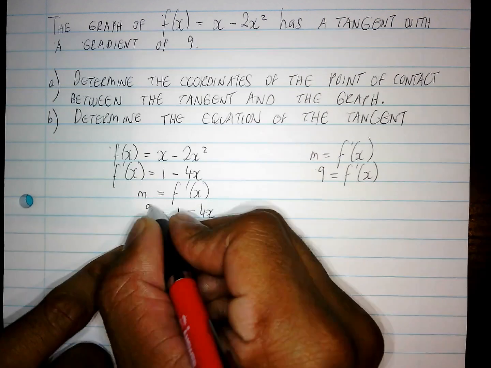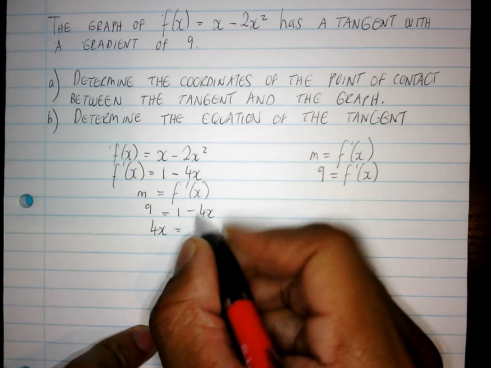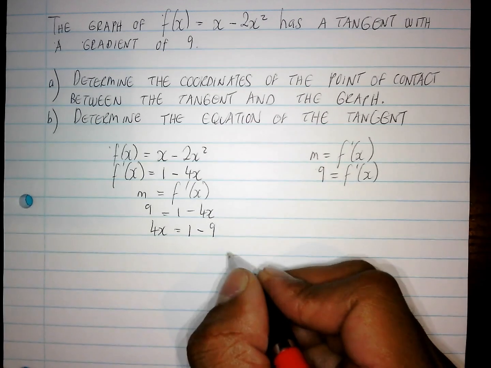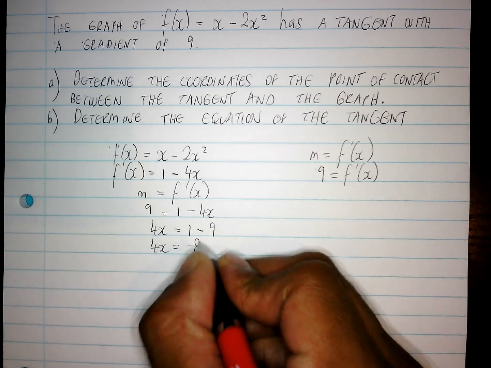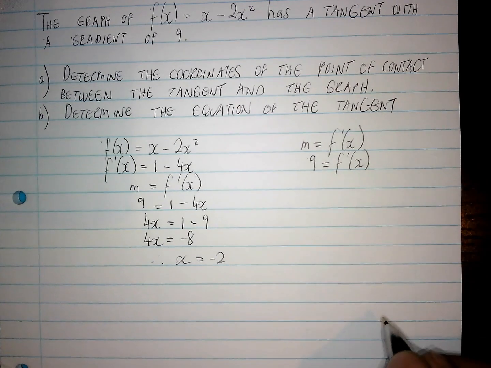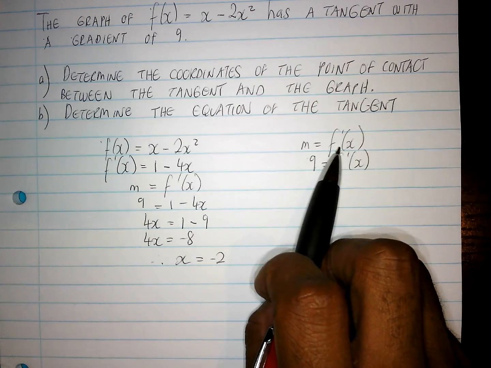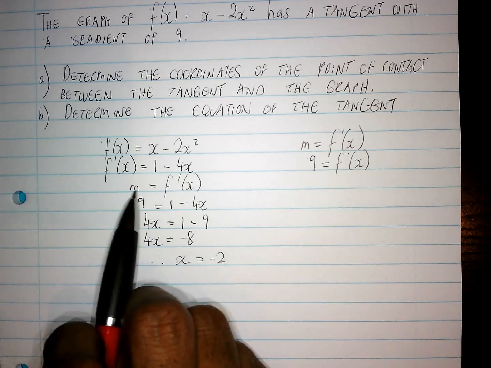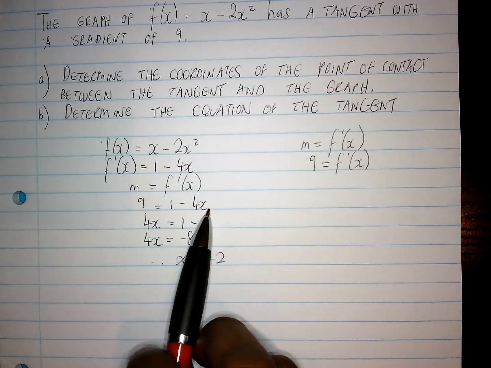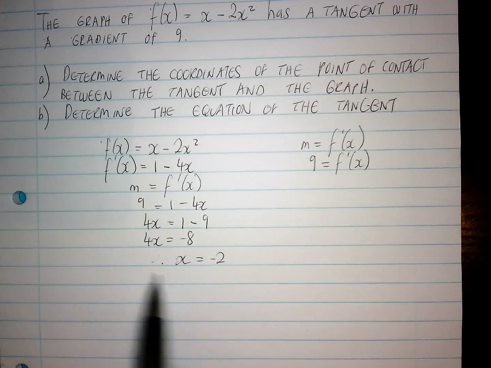Then we're just going to transpose, so this is going to be 4x, this is going to be 1 minus 9. Then we're going to have 4x is equal to minus 8. Therefore, the value of x is going to be minus 2, right? So we first had to find the derivative of f, which is equal to m. The derivative of f is 1 minus 4x. Then we know that m is equal to 9. We just solve for x. Then we know that x is equal to minus 2.